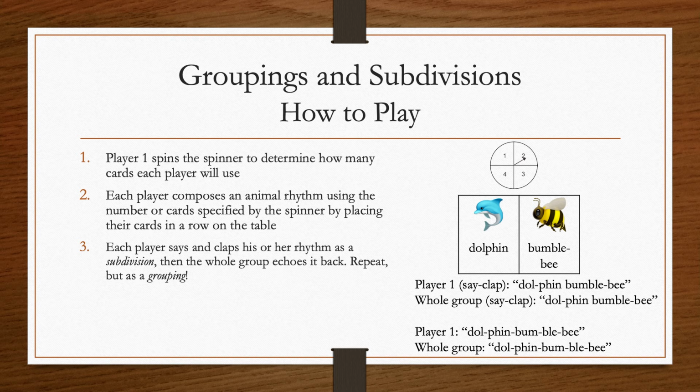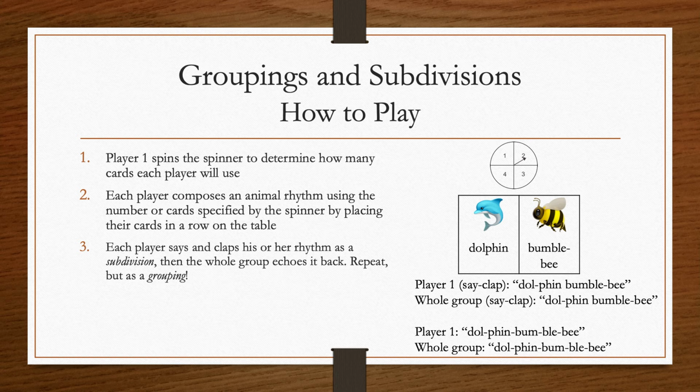Then each player says and claps his or her rhythm as a subdivision, and then the whole group echoes it back. Then you repeat, but perform it as a grouping. So if I were player 1, I would first go like this, performing it as a subdivision. Dolphin, bumblebee. And then the whole group would echo back, dolphin, bumblebee. Then I would perform the same pattern, but as a grouping, not a subdivision. Dolphin, bumblebee. Then the whole group would echo back, dolphin, bumblebee.